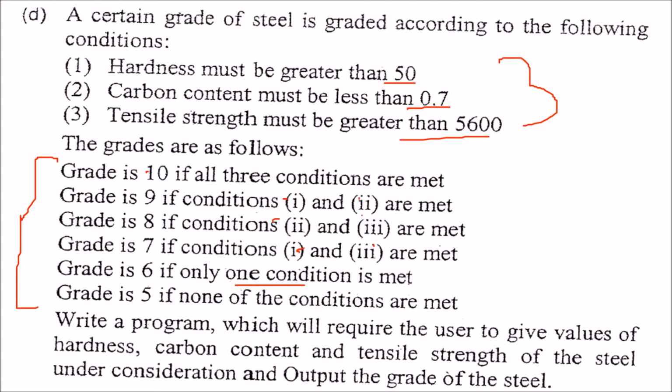We have to write a program which will ask the user to give values of hardness, carbon content and tensile strength, and output the grade. Any of these can come, so we'll make different cases. We'll write a program to check the grade of the steel. stdio.h and conio.h we have to include. Then we will take hard for hardness, carbon, and then tensile strength.